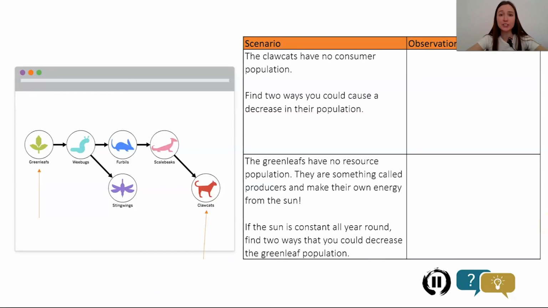Wow, you guys, we just realized that by changing one population, we actually were able to affect the scale beaks, the wee bugs, the green leaves, and the claw cats. I didn't really notice too much of a change for the stingwings, but I'm sure if we analyzed it further, we might see a change there as well. Just by making one change in one population, it seems like there's a chain reaction or some more indirect effects happening.